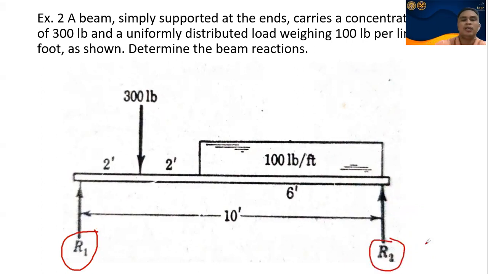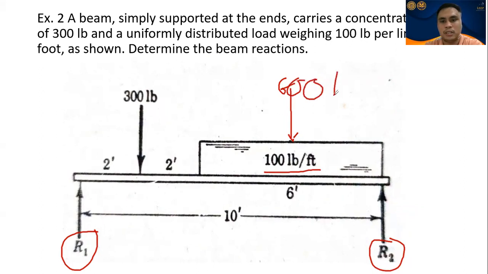Okay. So, here, class, we have a uniformly distributed load of 100 pounds per foot. So, the center of it, class, the force acting at the center of the uniformly distributed load will be 600 pounds. Okay, just multiply 100 by 6, class, the length of your uniformly distributed load, 6 feet.